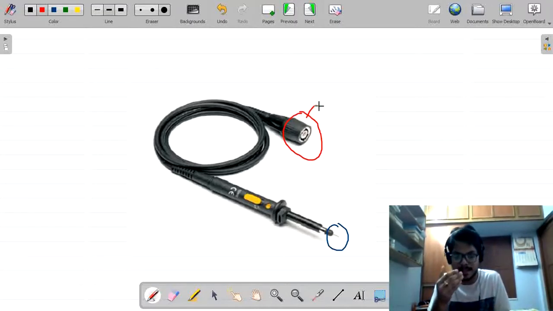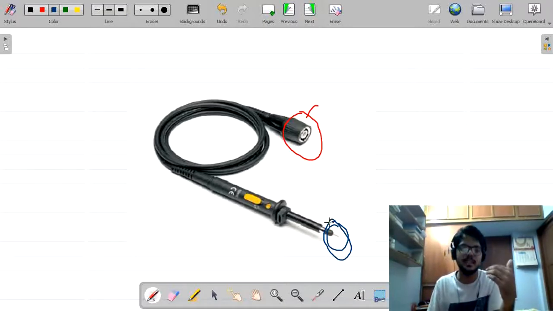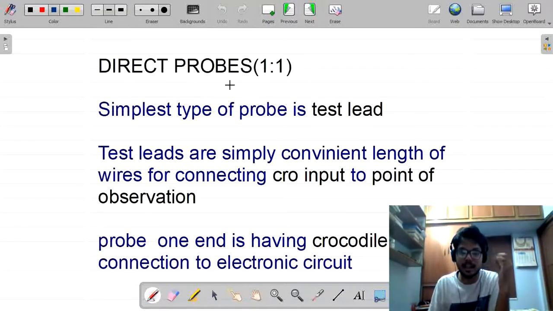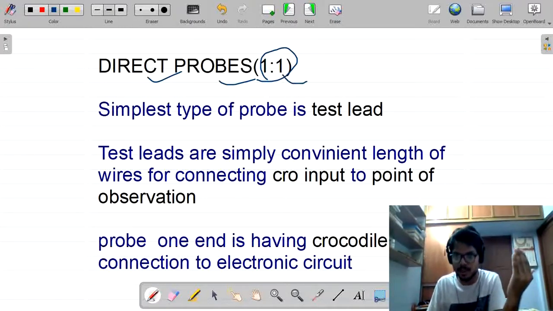Now you can clearly see that this probe is just a wire. It is used to connect between the CRO and the electronic component. This blue encircled thing is called a test lead. Now what is a test lead? A test lead is just a direct probe. It is also called a direct probe, or a 1:1 probe. It means that the attenuation is normal.